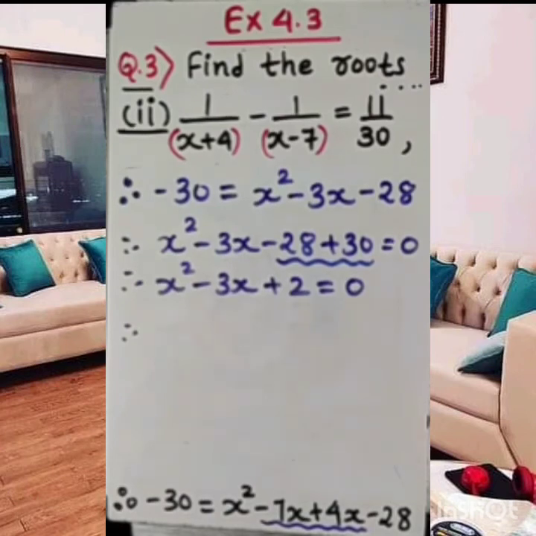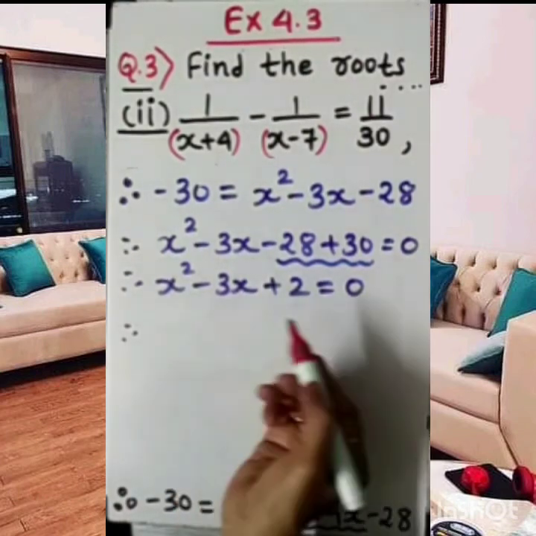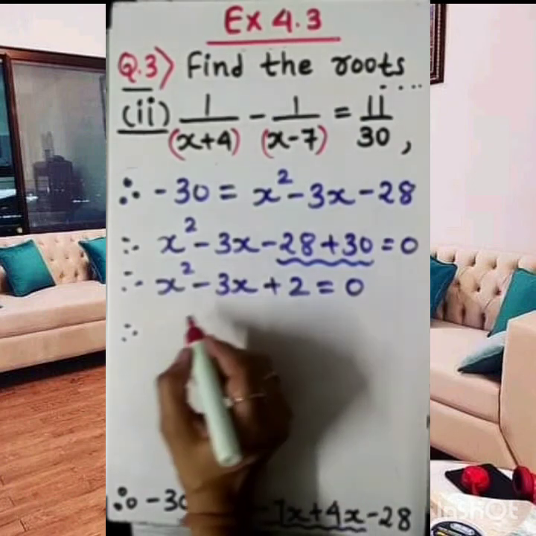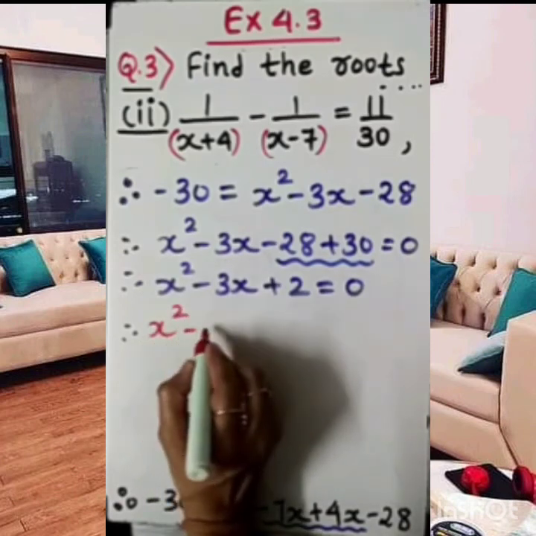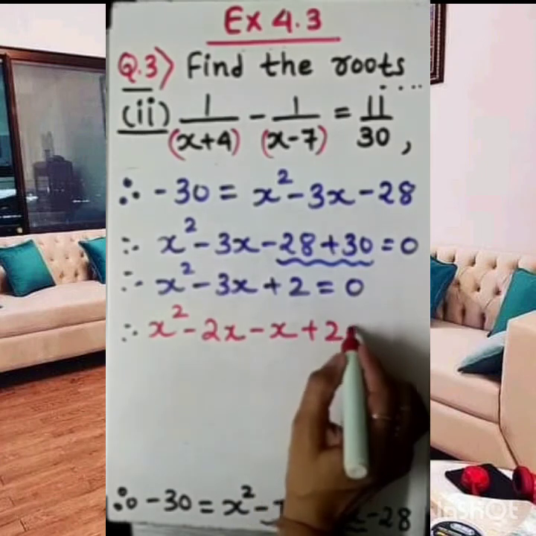Now here there are two options. Either you can go with the middle term splitting method and find its factors, or you can go with the quadratic formula. Whichever you feel comfortable with, you can move with that. Okay, so I am teaching you here with the factorization method. In that, 2 ones are 2. So x square minus 2x minus x plus 2 equal to 0.